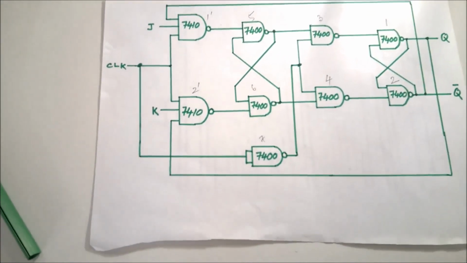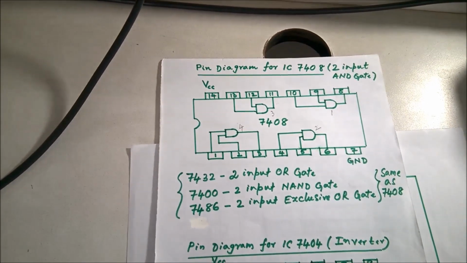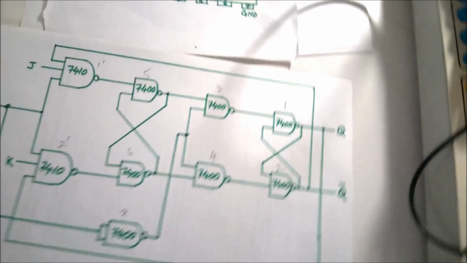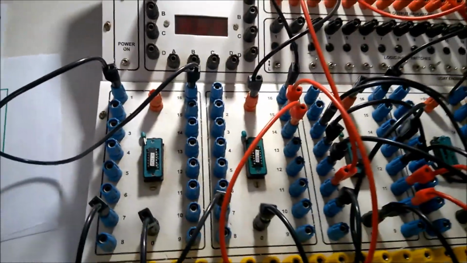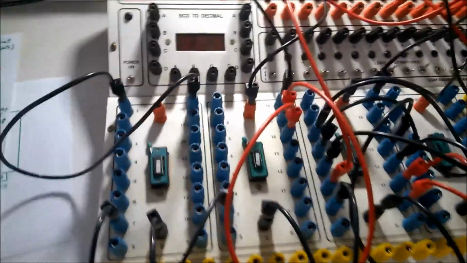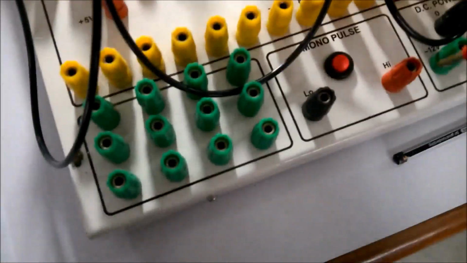Therefore, let me create first 7. Now, because it corresponds to 3, in the second IC, I'll just connect 12 and 13 together. You can see in the second IC, 12 and 13. I'm connecting 12 and 13 together and it is given input from the clock.